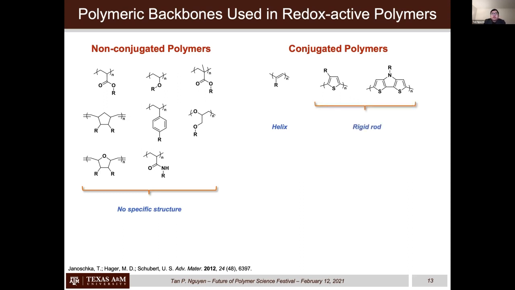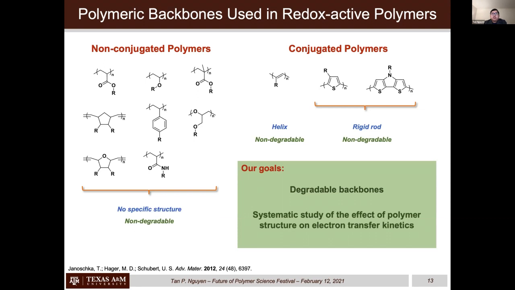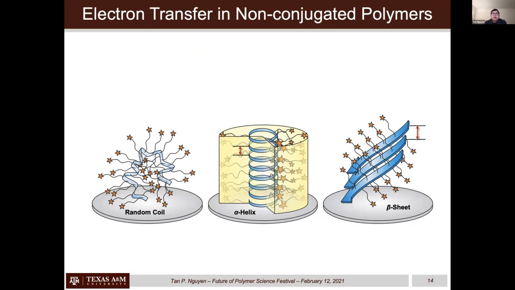And one feature that all of these polymers share in common is that none of them are degradable. So our goal for this project is to develop degradable polymers that can be used for batteries, and also develop a systematic study to look at the effect of the polymer structures on the transfer kinetics of the electrons. And this is also when we think about polypeptides.